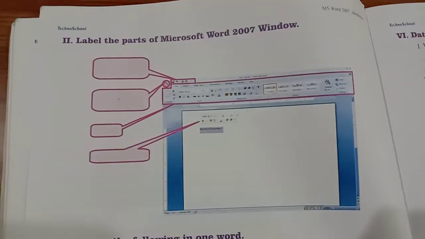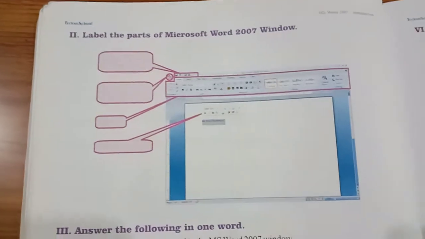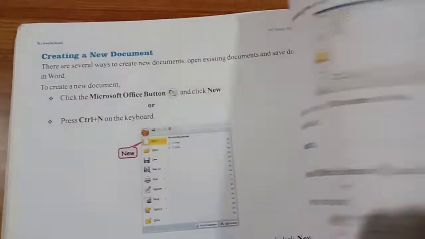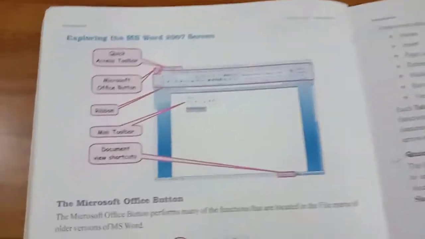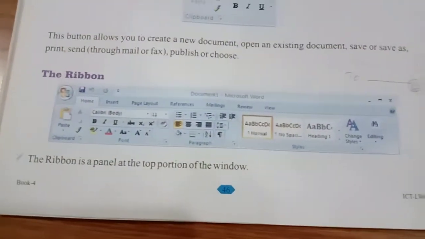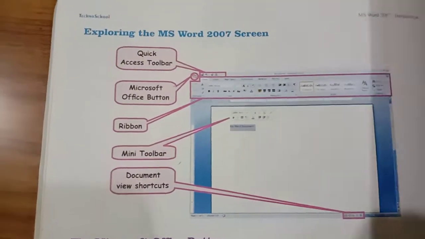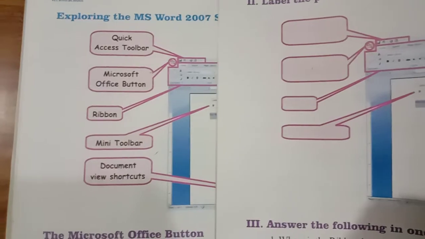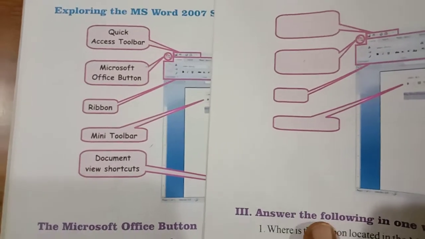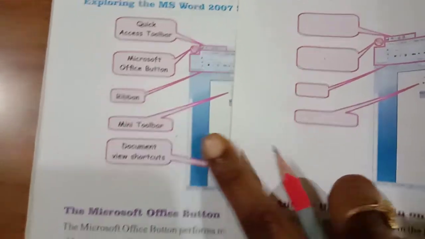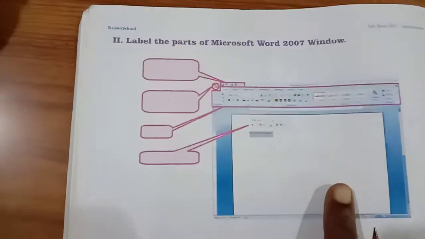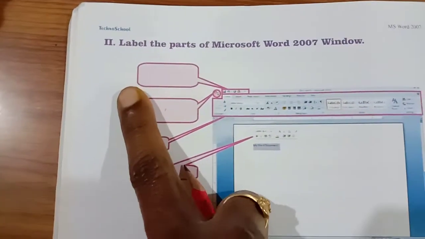Label the parts of the Microsoft Word 2007 window. See here. On page number 46, you have a screenshot like this. So refer to that and write the answers here. This is a task for you. Refer to page number 46 and write the answer on page number 52, second main.